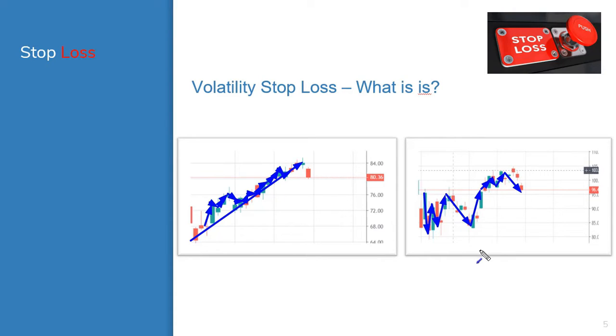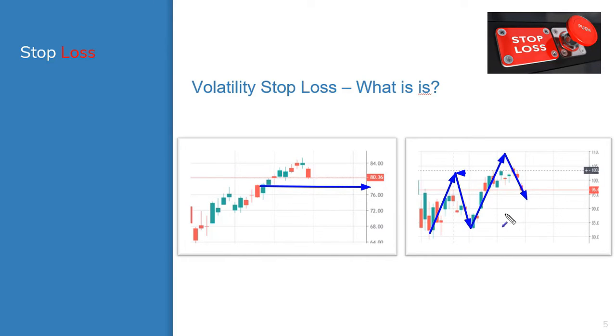And that means that if you were to buy this stock here and this stock here, and you would be taking the same percentage stop, that means that it might be fine for this one, because the percentage stop would be here. But in this stock that is going up and down a lot more, you would be likely to be stopped out very quickly.